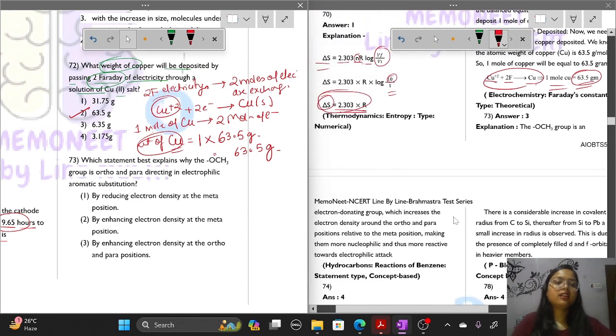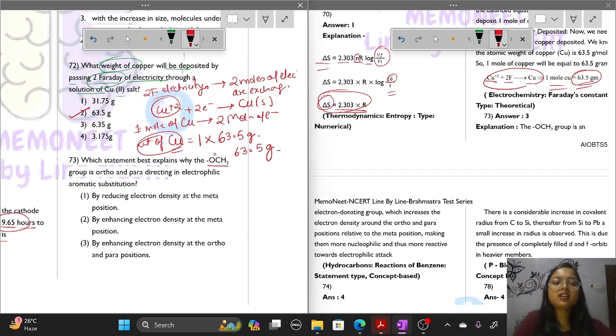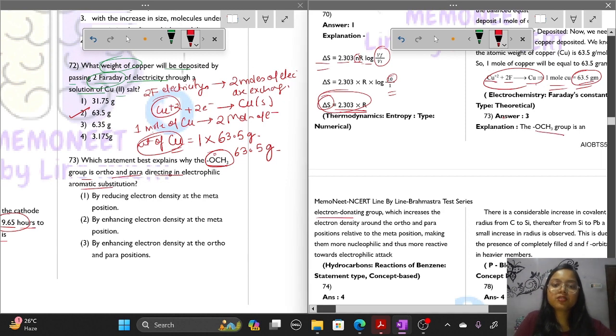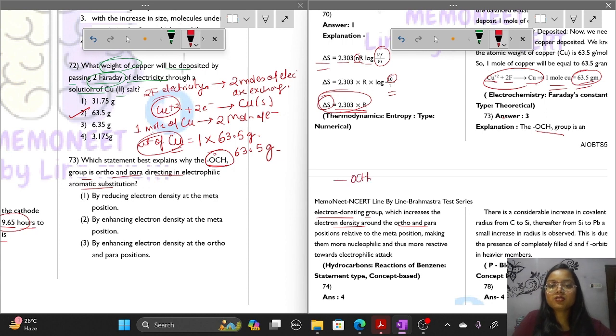Which statement best explains why the OCH3 group is ortho and para-directing in electrophilic aromatic substitution? So which of these explains why the OCH3 group is ortho and para-directing? The OCH3 group is an electron donating group, so it increases the electron density around the ortho and para positions relative to the meta position.